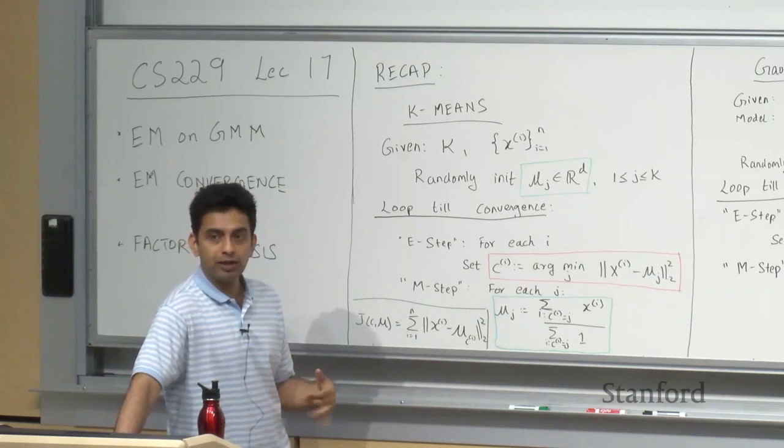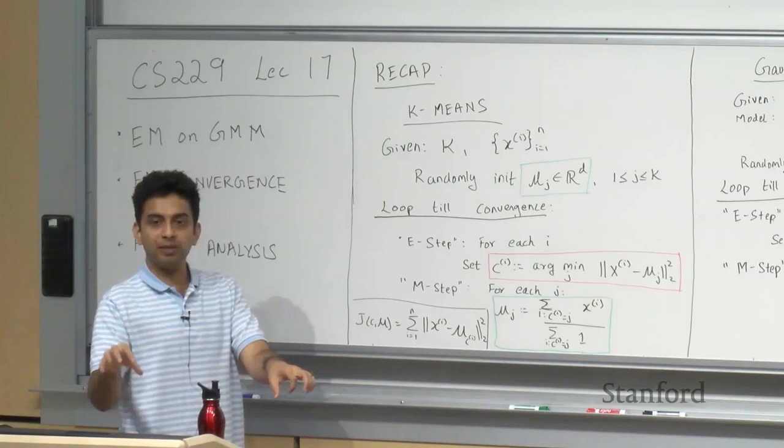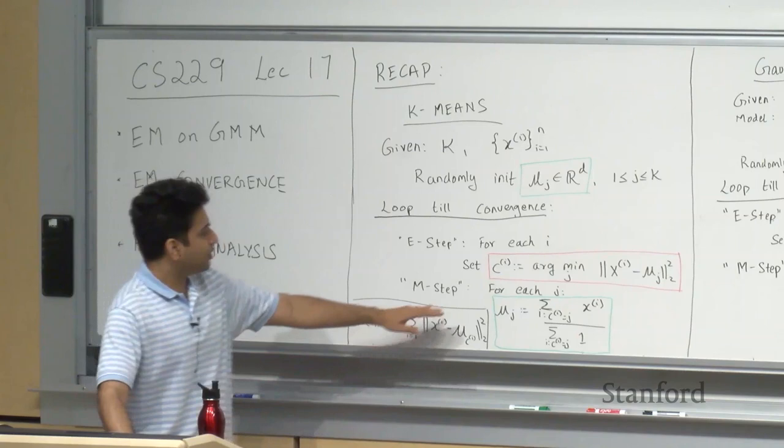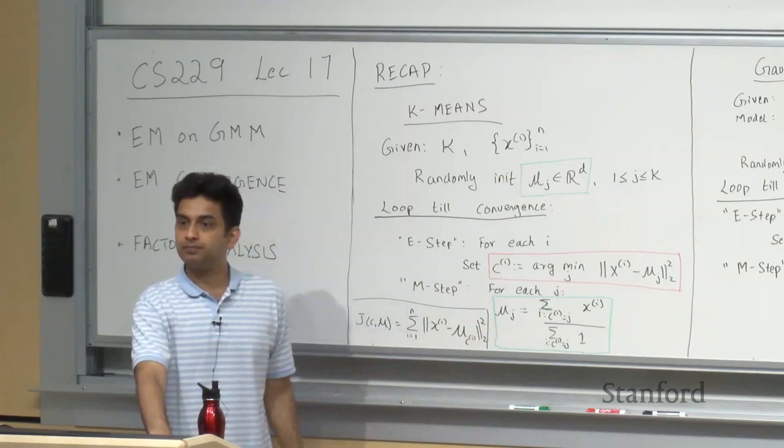By coordinate descent, what we mean is we hold some subset of the parameters fixed and optimize over the remaining subset of the parameters, and then we hold the remaining parameters fixed and optimize over the first set of parameters, and we go on and on, right? So you can think of this step as optimizing over the C parameters while holding the mu's fixed, and this step as optimizing the mu parameters while holding the C's fixed, right?